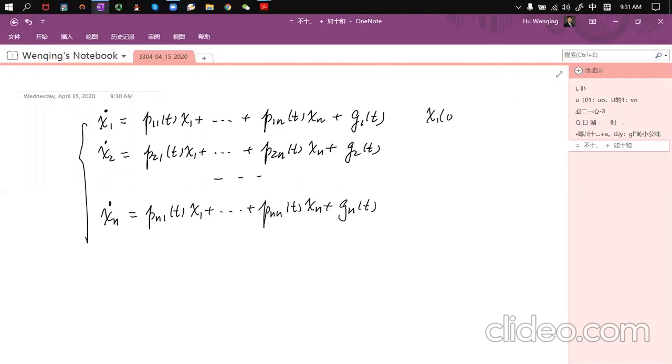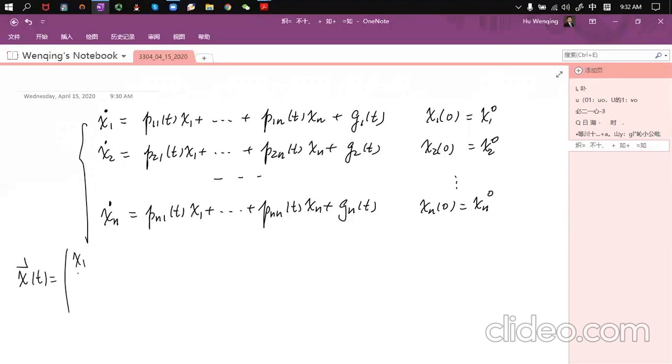And what about the initial conditions? You want x1 of 0, x2 of 0, dot dot dot, xn of 0 to be equal to given values; you have to put all the initial conditions there. So the problem is how do we solve a system of first order equations that takes such a form. It looks very complicated, so how are we going to solve it? Well, the idea of solving this system of first order equations is to consider a vector, so let's say the vector x of t is equal to x1 up to xn.